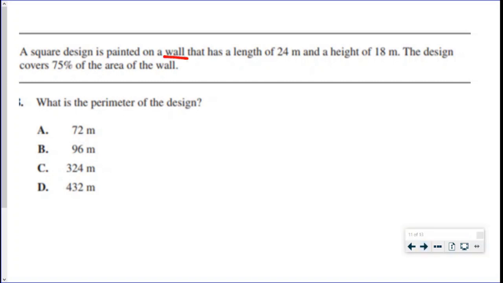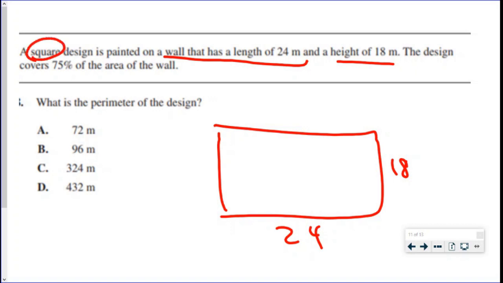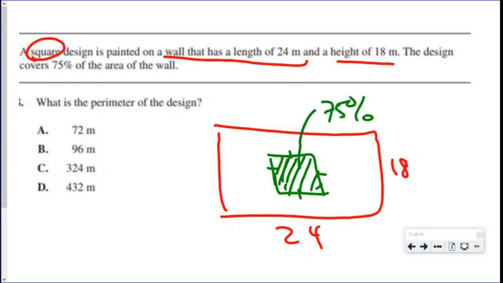So the wall has a length of 24 and a height of 18. So here's your wall. Length of 24, height of 18. A square design. So a square design is painted on the wall. So each of these are the same length. And the area of this little square is 75% the area of the entire wall.